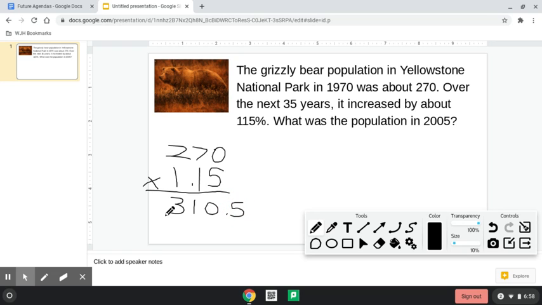Now, we're going to have to round because what are we talking about? We're not talking about dollars. We're talking about bears. And we can't have a half of a bear. So we're going to round this up to 311.